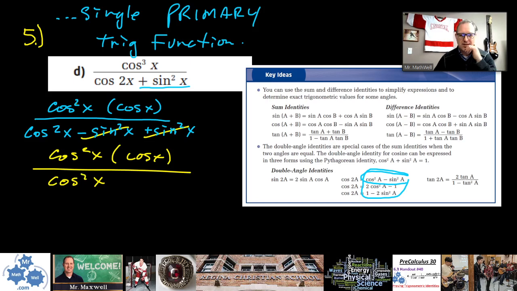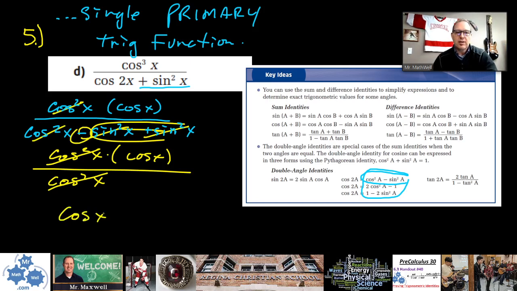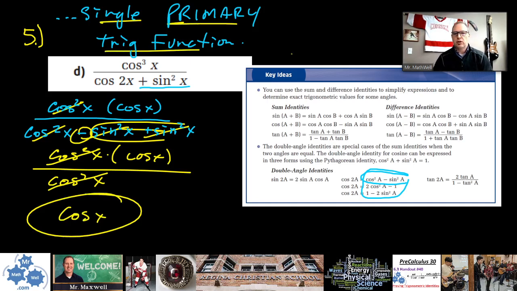Now you can see what's happening. I have 2 factors up top and 1 factor on the bottom, so this divides out with this. You can't do that when there's adding and subtracting. In this case, it would have worked because these cancel each other out. It's like they're not there. But normally, you can't take one of these with one of this if it's subtracted by something else. Okay? Normally, can't do that. It has to be factors, multiplication factors. So here, now, I've just simplified this to cos x. Beauty. That's a single primary trig function.